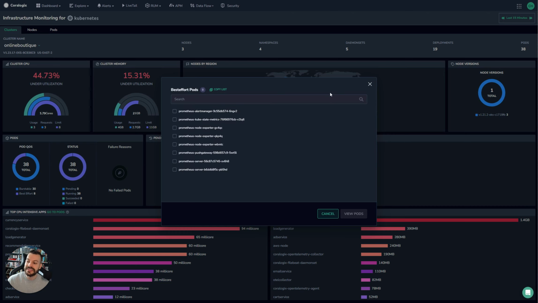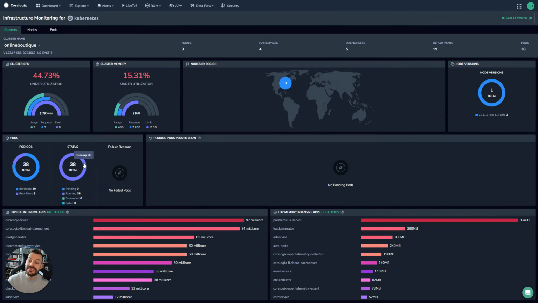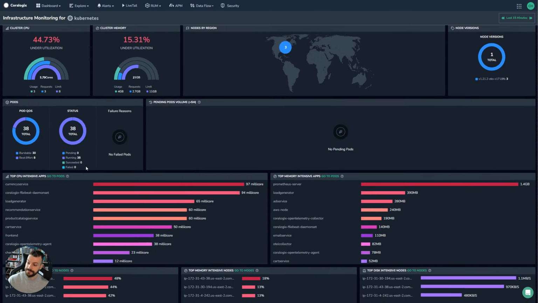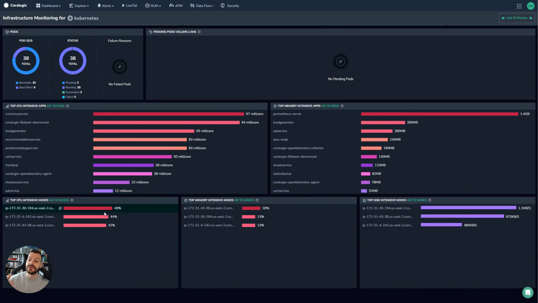So you can immediately see that people are deploying pods in a way that does not protect the resources of the node. That's essential. Same thing with status here. You can see if any pods have been failing. Down here, we can look for CPU intensive apps, memory intensive apps, and the nodes that are using most of the resources as well. Now, why is this important?